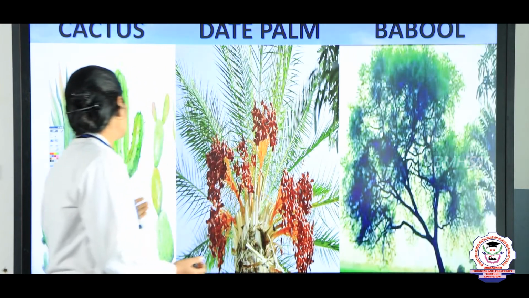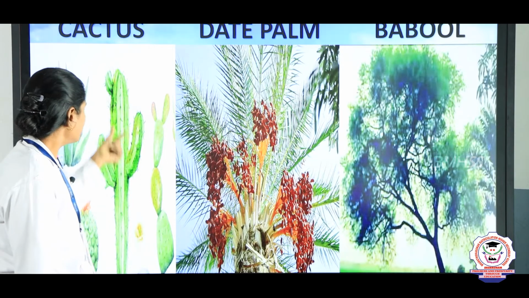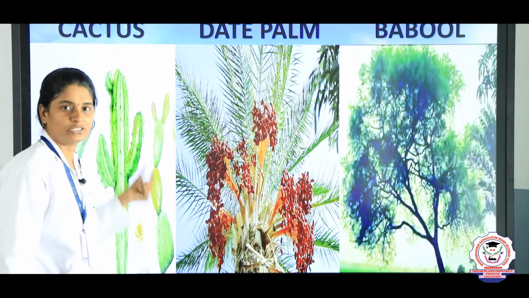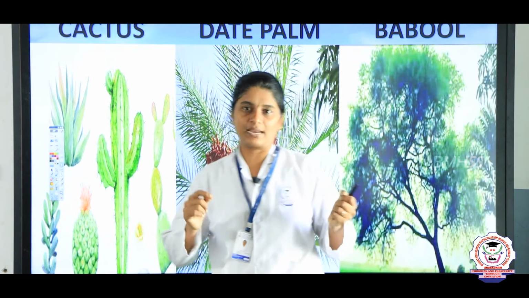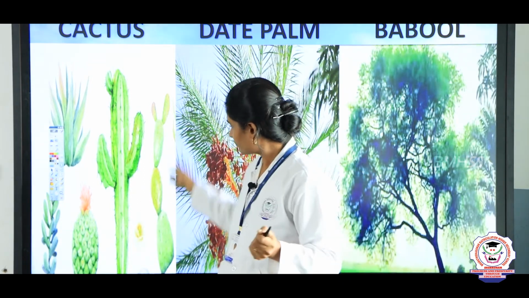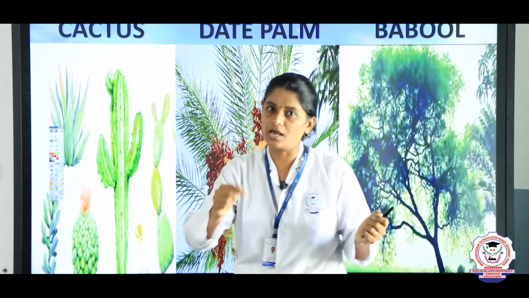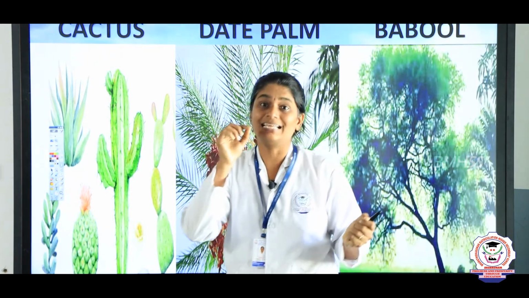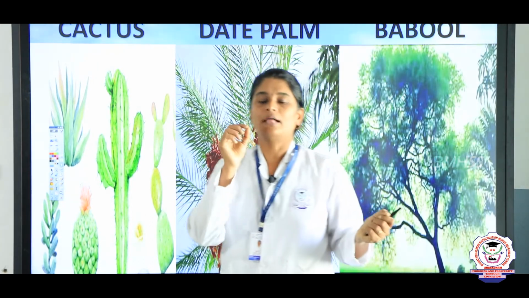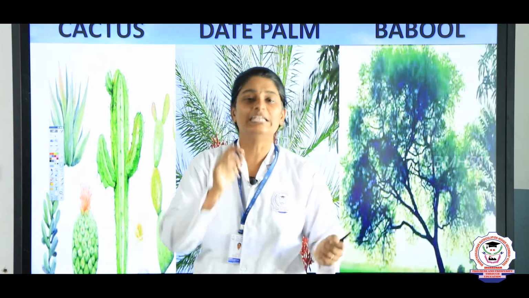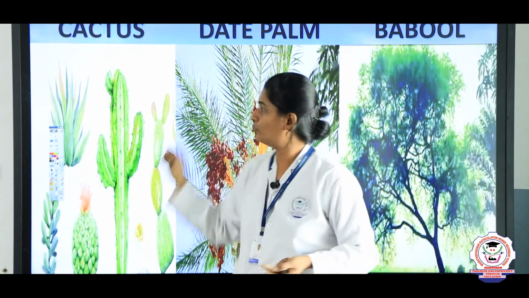If you see the cactus, the leaves of the cactus are reduced to spines. You can see some spines on the cactus, right. On that plant you can see some spines. Actually it is not a spine, it is a leaf. The green part is not the leaf, the spiny part is the leaf.